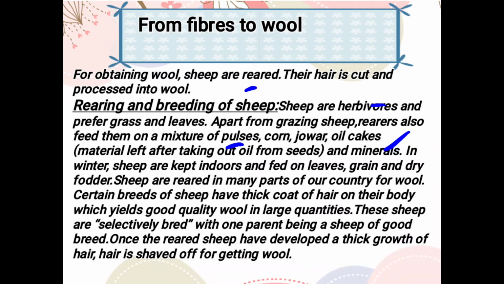And why are these rearers feeding all these kinds of materials to the sheep? So that the sheep give good quality hair. That's why the rearers feed so many kinds of things apart from grass and leaves to these animals, the sheep.